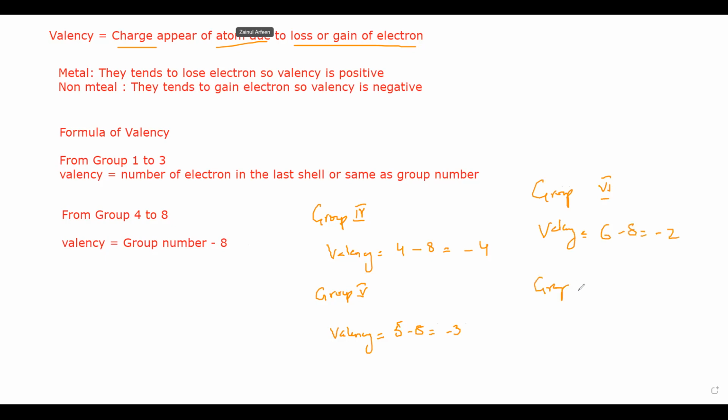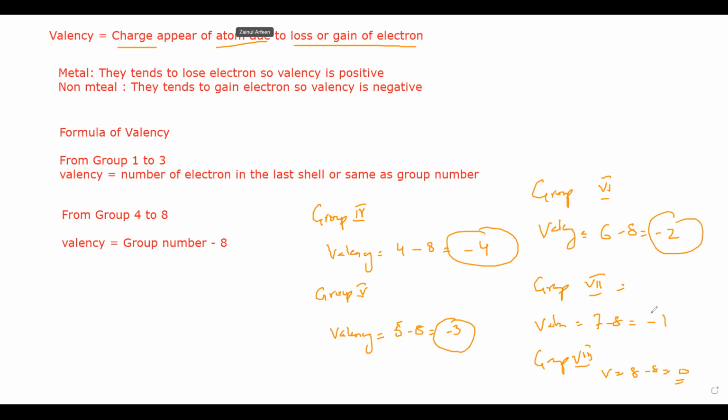For group 7, the valency is equal to group number minus 8, so that is equal to minus 1. And for group 8, the group number is 8 minus 8, so the valency is 0. So group 4 valency is minus 4, group 5 valency is minus 3, group 6 valency is minus 2, group 7 valency is minus 1, and group 8 the valency is 0.